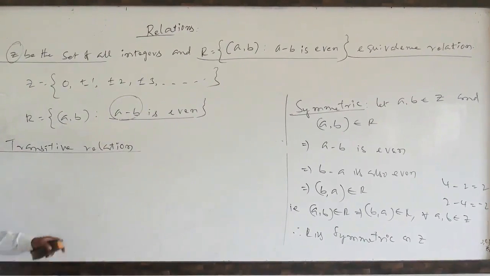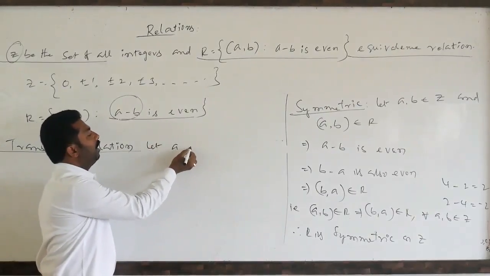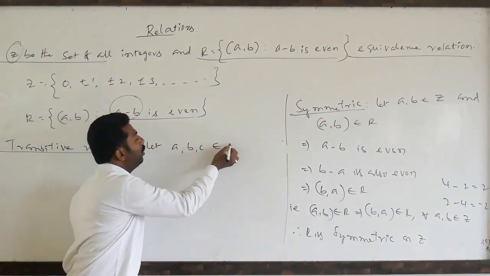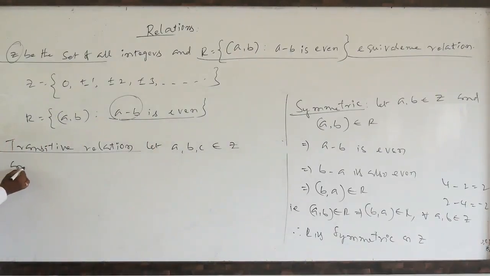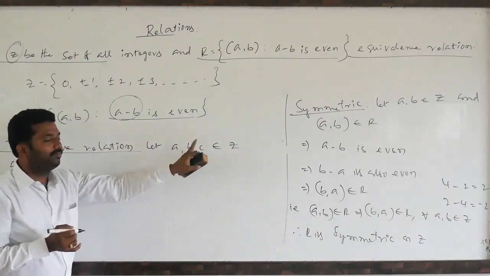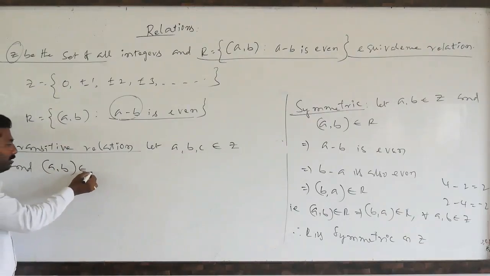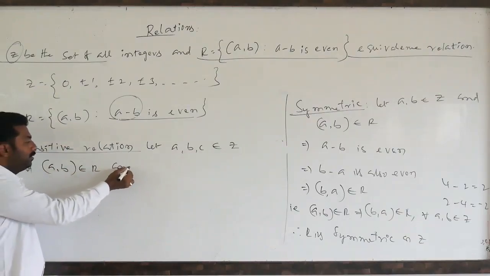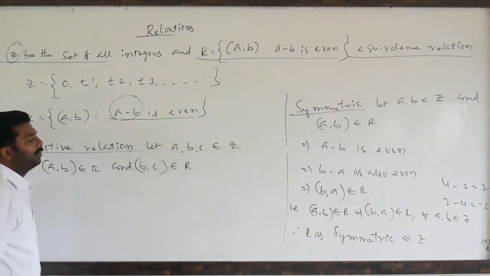See, in transitive, what is the procedure? We have to select three arbitrary elements from the non-empty set. They are three integers A comma B comma C. What is the procedure? A comma B belongs to capital R and B comma C also belongs to capital R.